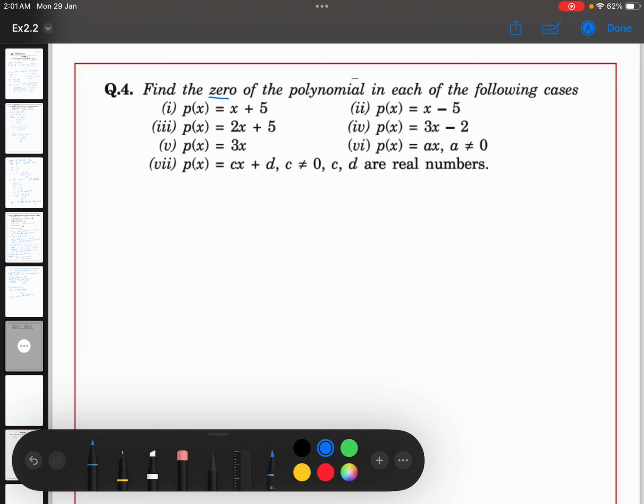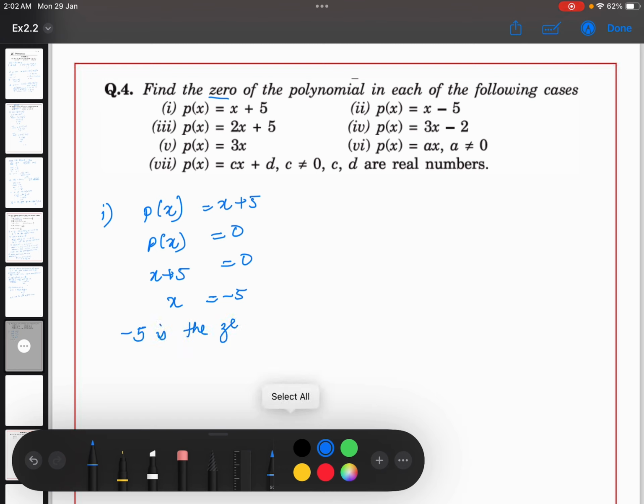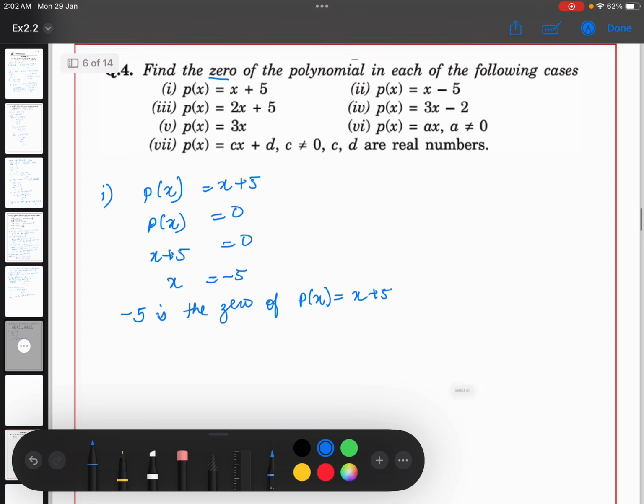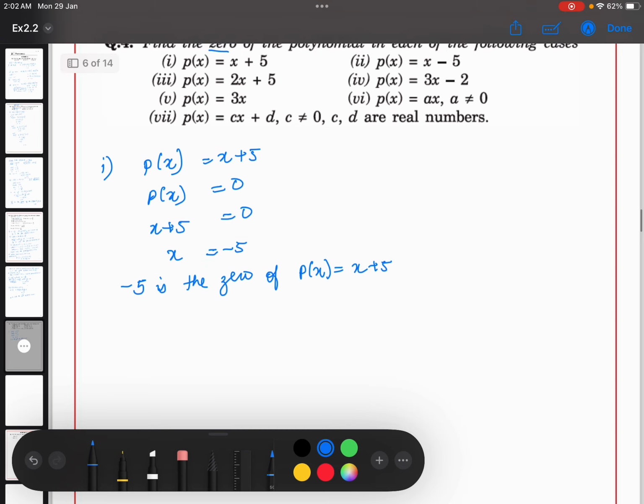So it's very simple. We're asked to find the 0, right? We have already done similar examples. To find the 0, we have to equate p of x equal to 0. What is your p of x? x plus 5. So x equals minus 5. That means minus 5 is the 0 of p of x equal to x plus 5. You're clear with this? Very simple, right?